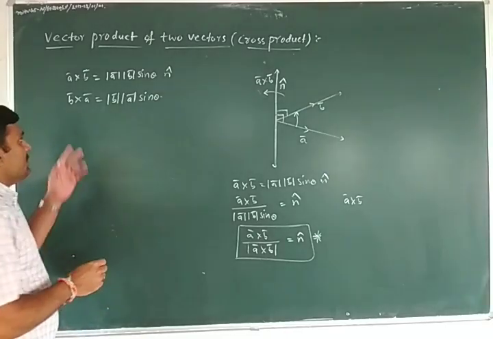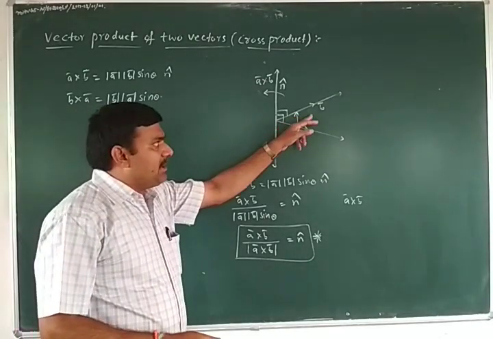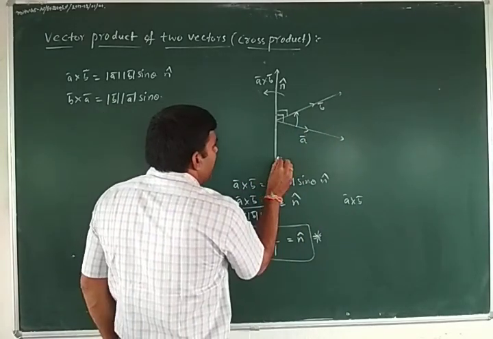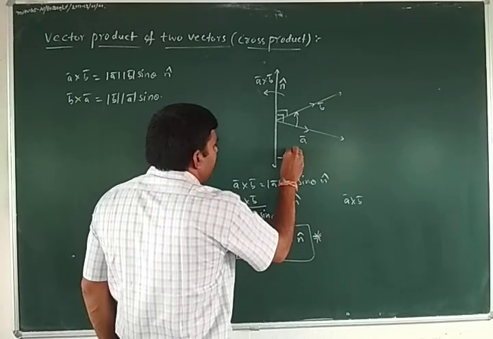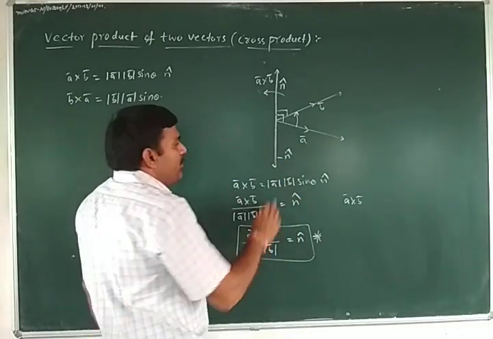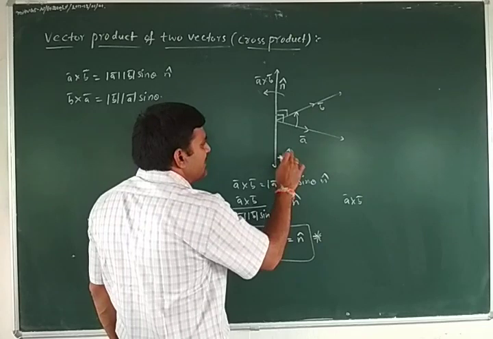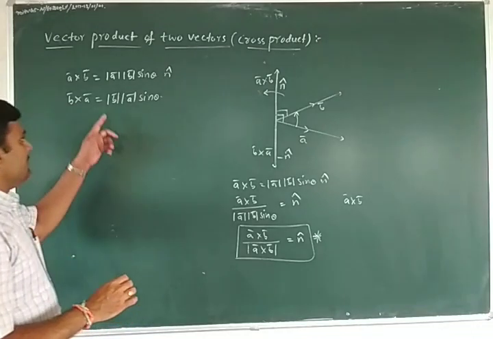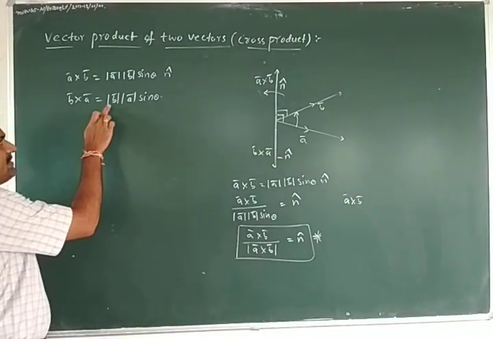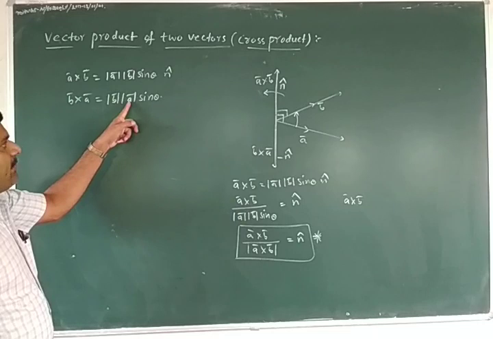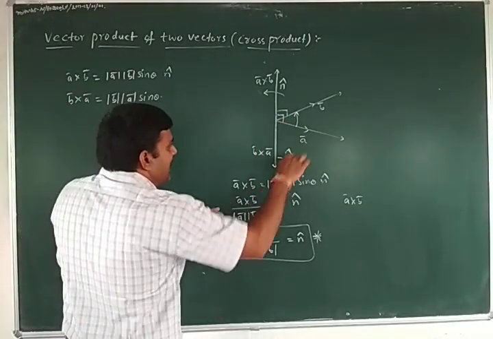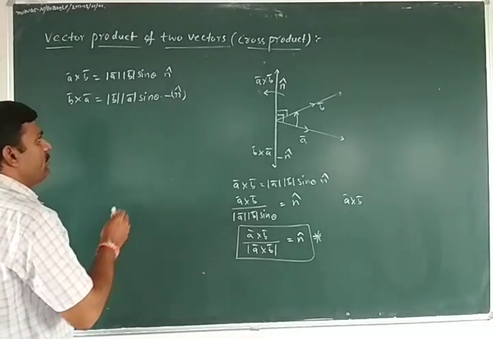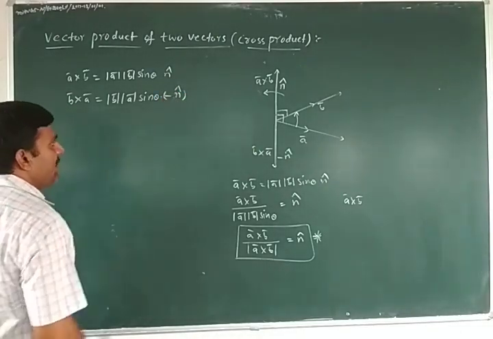So b bar cross a bar means here we observe a left-handed system. Left-handed system means you get the negative unit vector, that is, you write minus n cap. So b bar cross a bar is equal to mod b bar into mod a bar into sin theta. We are changing the direction, then the negative unit vector will come. So this is equal to minus n cap.